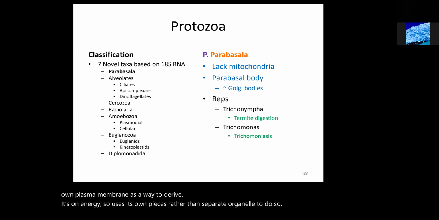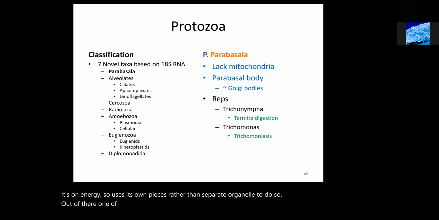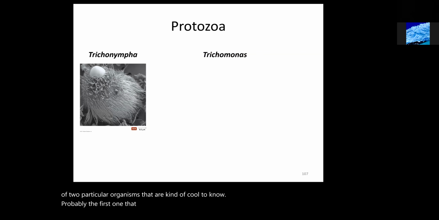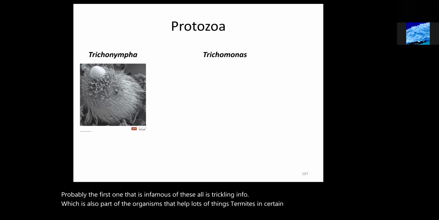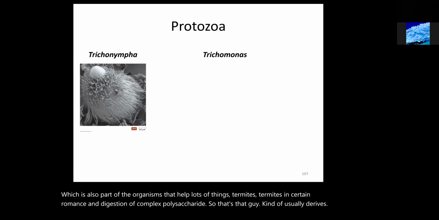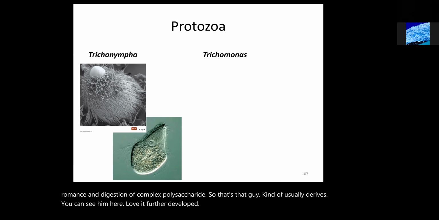Okay. Now, one of the reasons why we pay attention specifically to Parabasala is because of two particular organisms that are kind of cool to know. Probably the first one that is infamous of these all is Trichonympha, which is also part of the organisms that help lots of things like termites and certain ruminants in digestion of complex polysaccharides. So that's where that guy usually derives. And you can see him here a little bit further developed. There it goes.